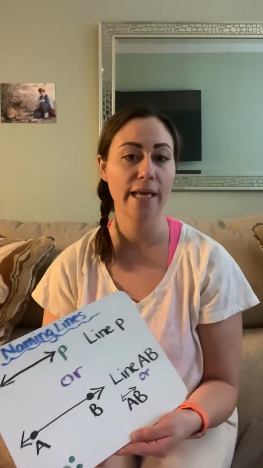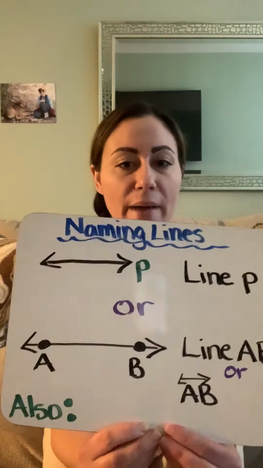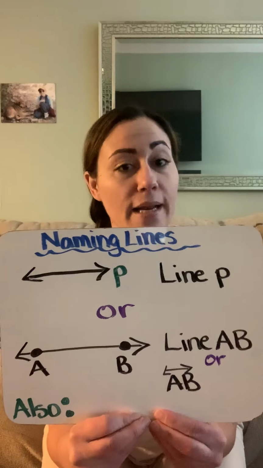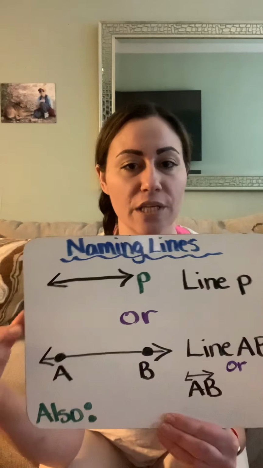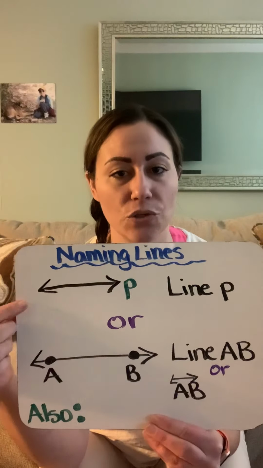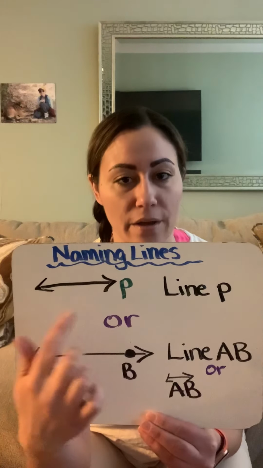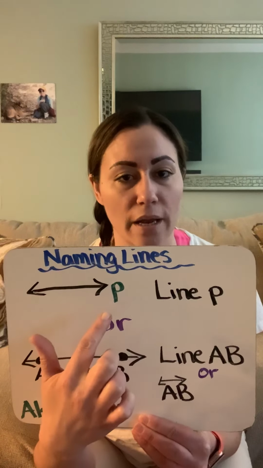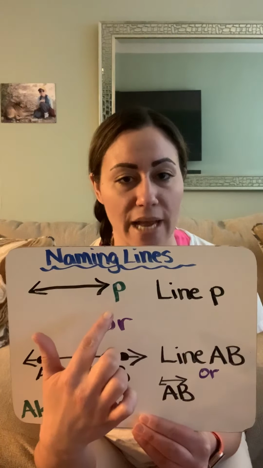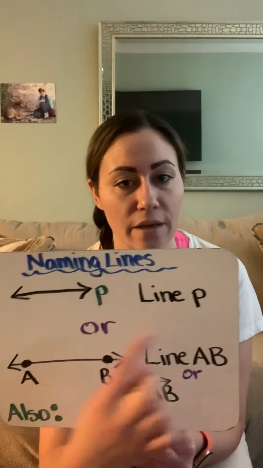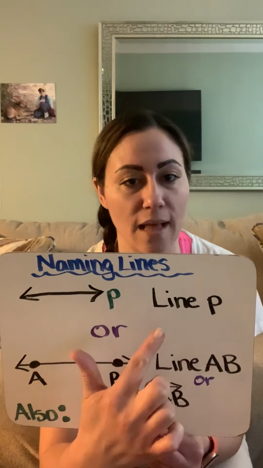So now that you're able to identify what a line looks like and how you would draw it, we're going to talk about naming lines, because when you draw a line, you're going to want to give it a name. For this first picture right here, you see a line drawn, and next to it is the letter P. So this line is labeled as P. If we wanted to say the name of that line, we would call it line P.